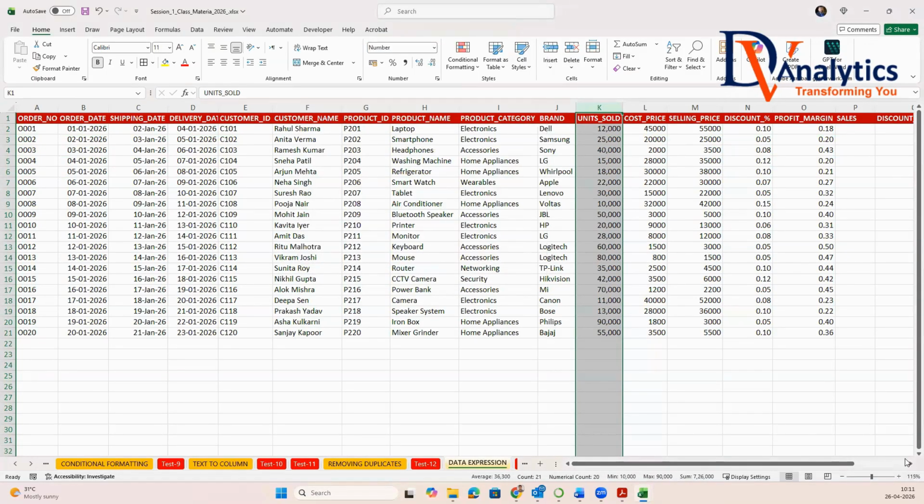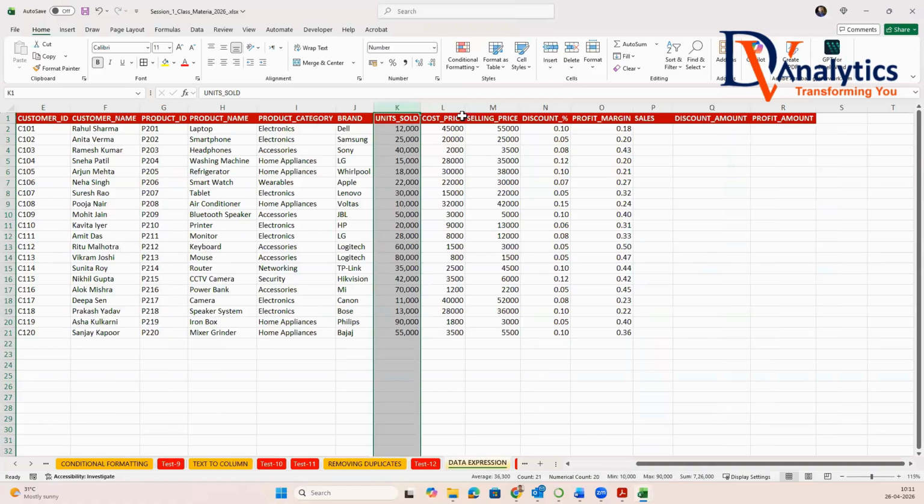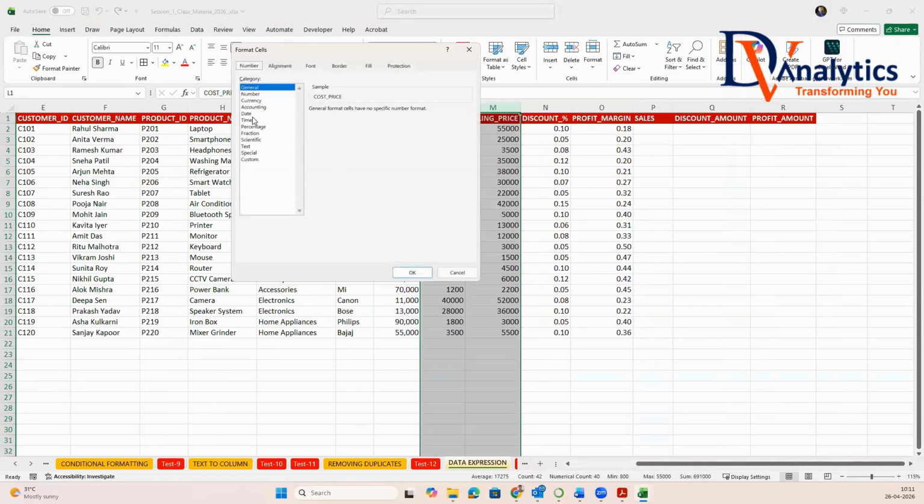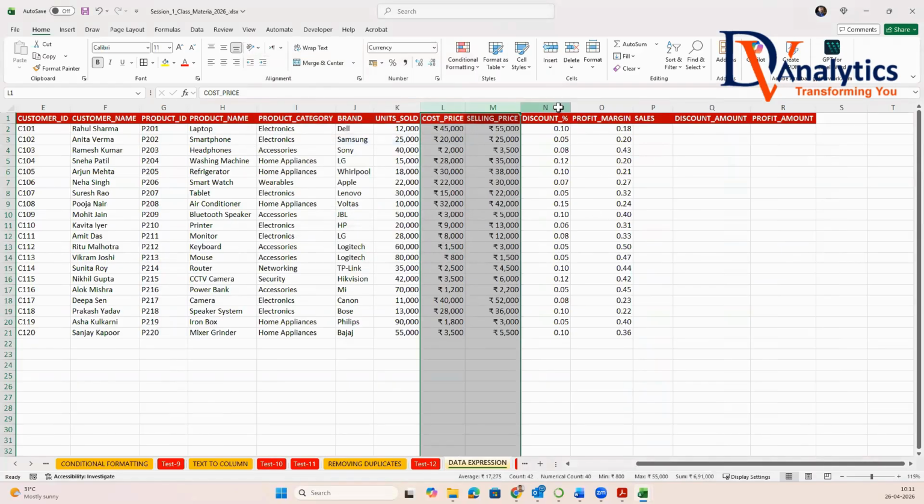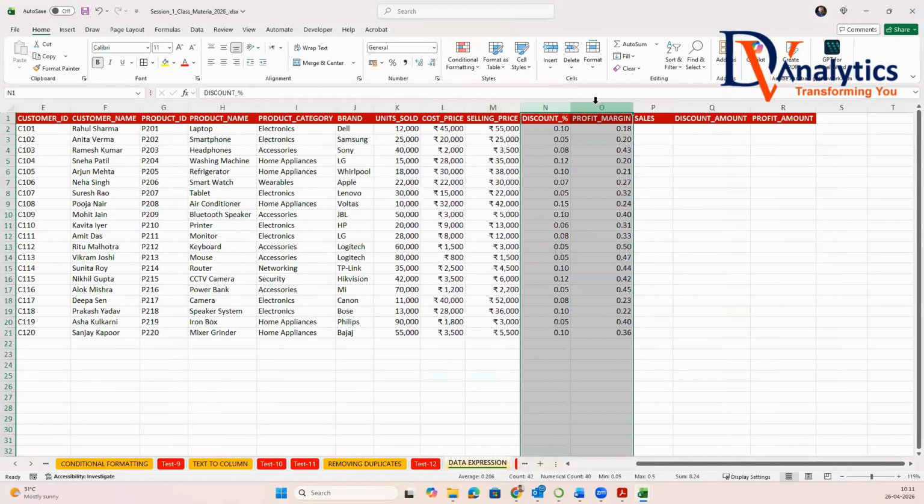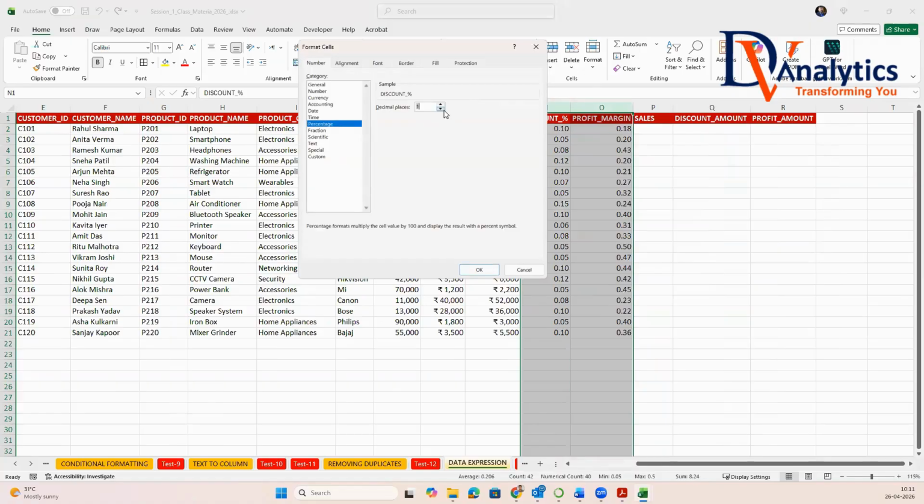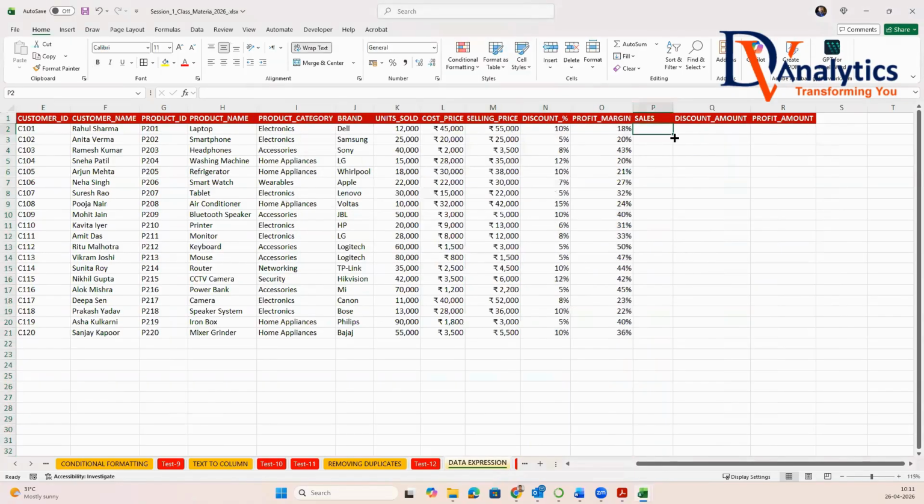How will I present my cost price, selling price? Rupees, currency. Format cell to currency. How do you present your discount and profit margin? Percentage, zero decimal. How to calculate the sales?